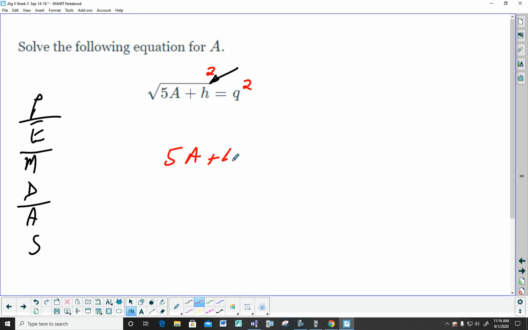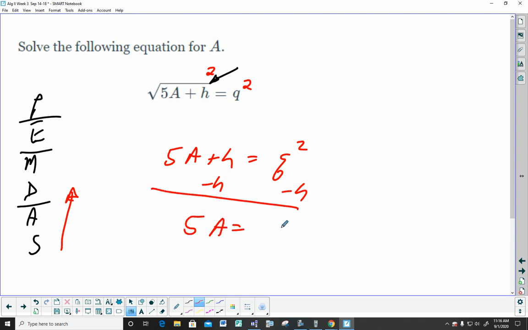5a plus h is equal to q squared. You want to solve for a, so now you're just back at the bottom of PEMDAS working up. Subtract the h. 5a is equal to q squared minus h, and then divide by 5, and you're going to divide the whole thing by 5.